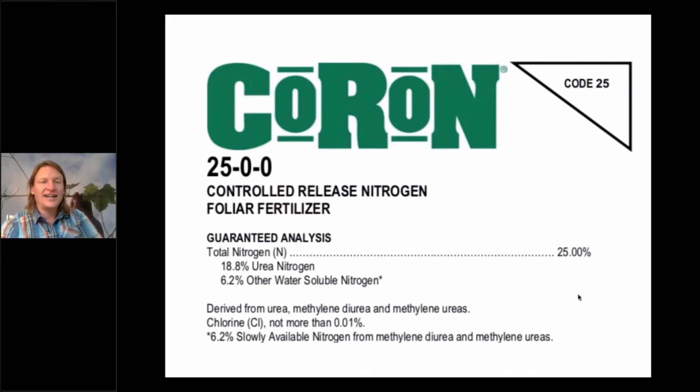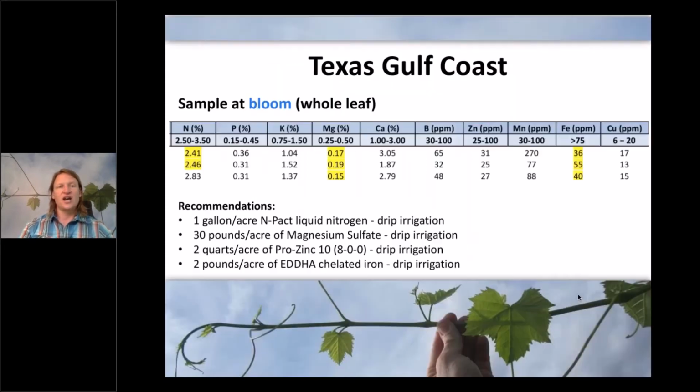Now, it can get hot in a lot of the climates we grow grapes, so we don't want to spray urea when it's 90-something degrees out, but this product, Kor, is a urea-based product with a little bit of other soluble nitrogen, and it's slowly available nitrogen, which means it's not going to burn the leaves as badly, so it's a little safer. And that's why I like to recommend it when we're foliar applying nitrogen.